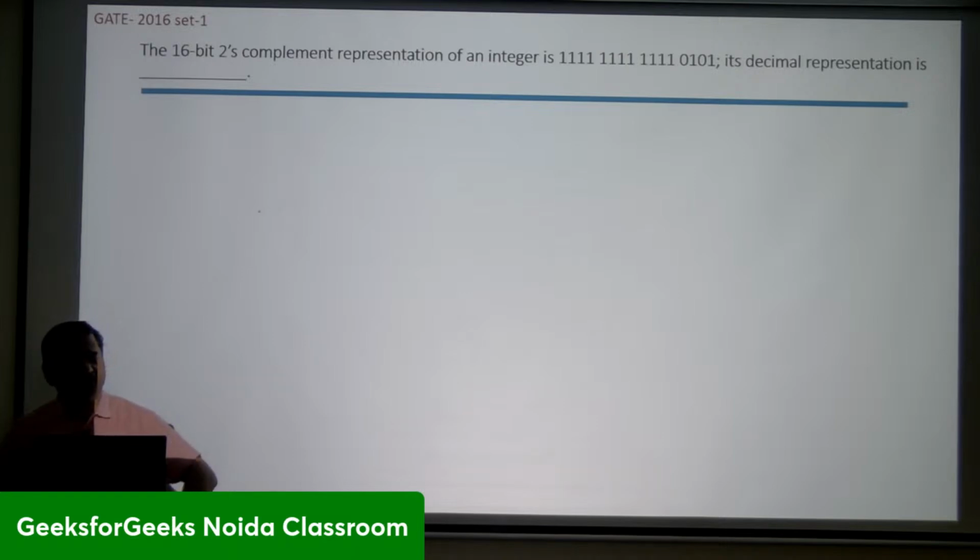Next question from the same exam, but set 1. GATE 2016, set 1. A 16-bit 2's complement representation of an integer is given to you. Its decimal representation is required, that means you have to find the magnitude in decimal. I told you how to convert this. It is 2's complement, so apply the reverse process to get the magnitude, and just tell me the answer.